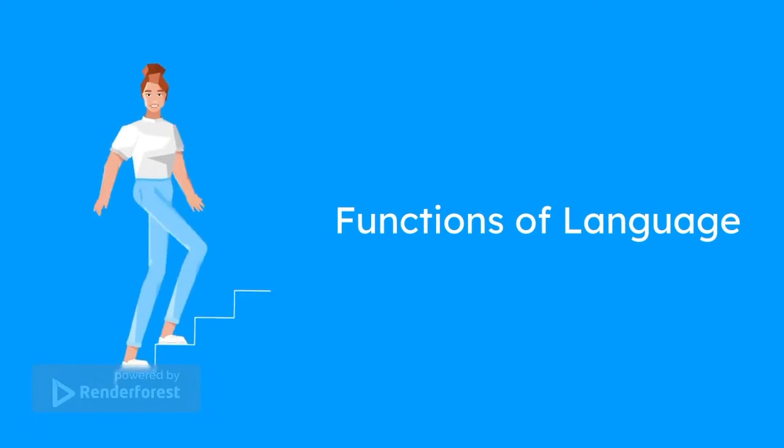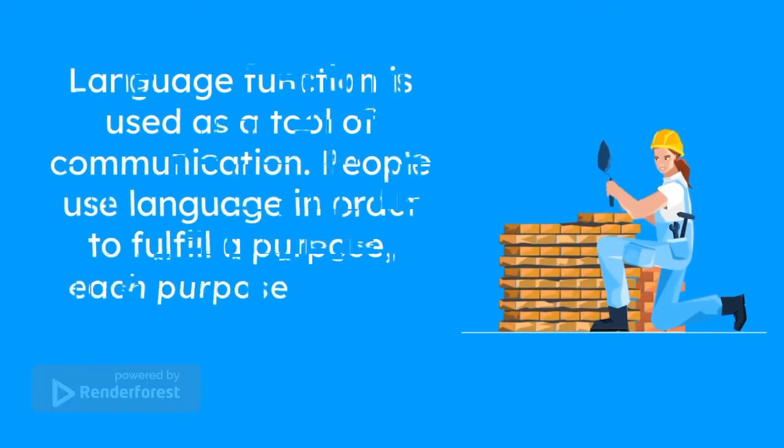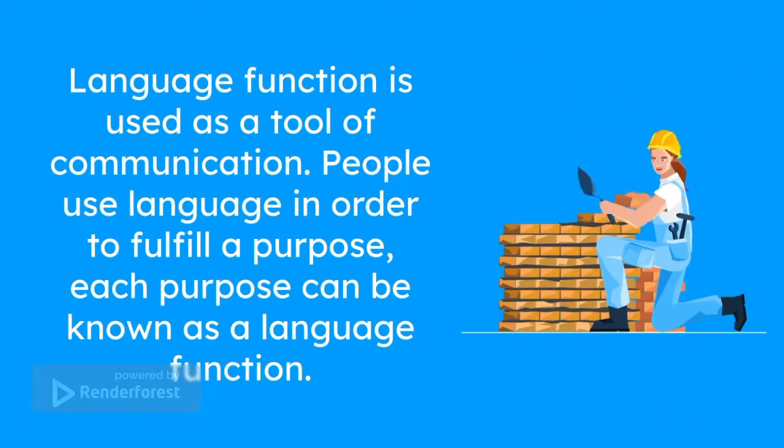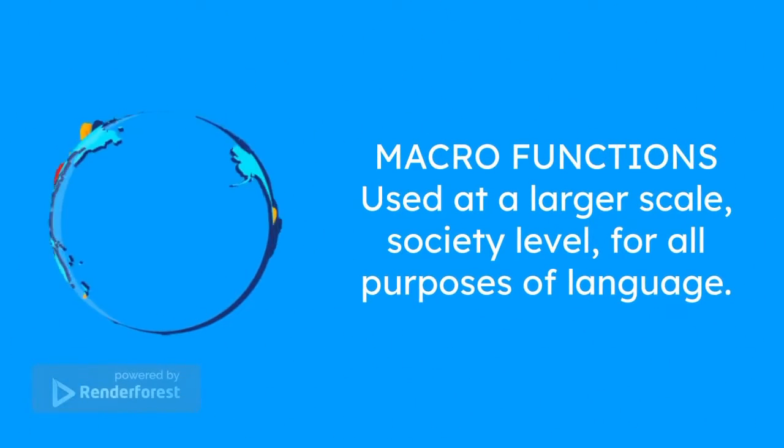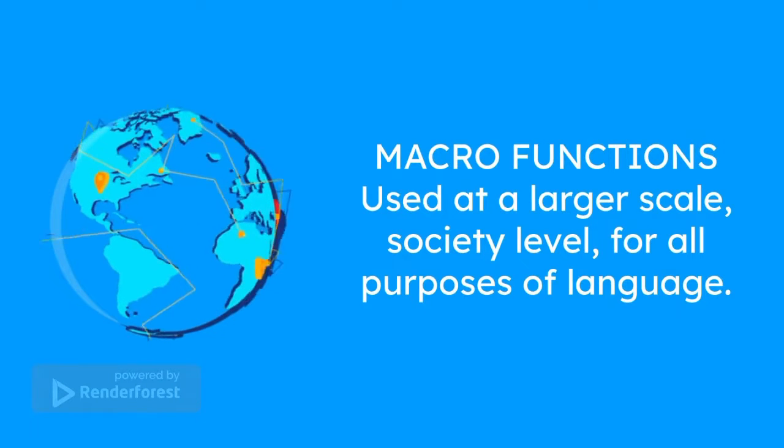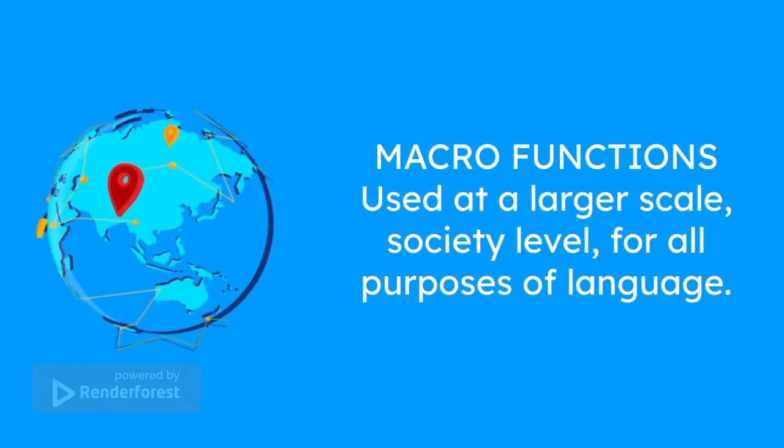Functions of language. Language function is used as a tool of communication. People use language in order to fulfill a purpose. Each purpose can be known as a language function. There are two types of functions: microfunctions, used at a more individual level, and macrofunctions, used at a larger scale in society levels.